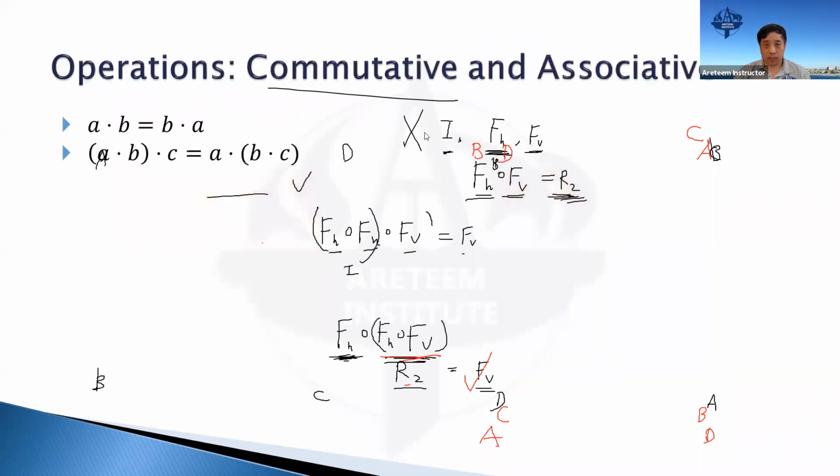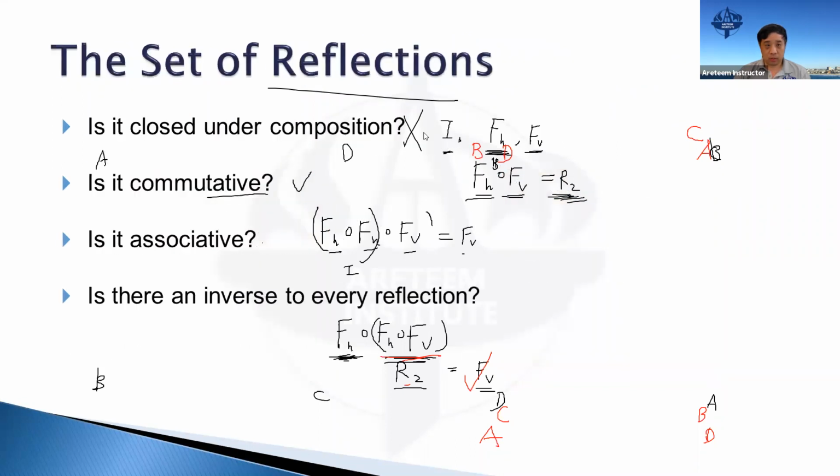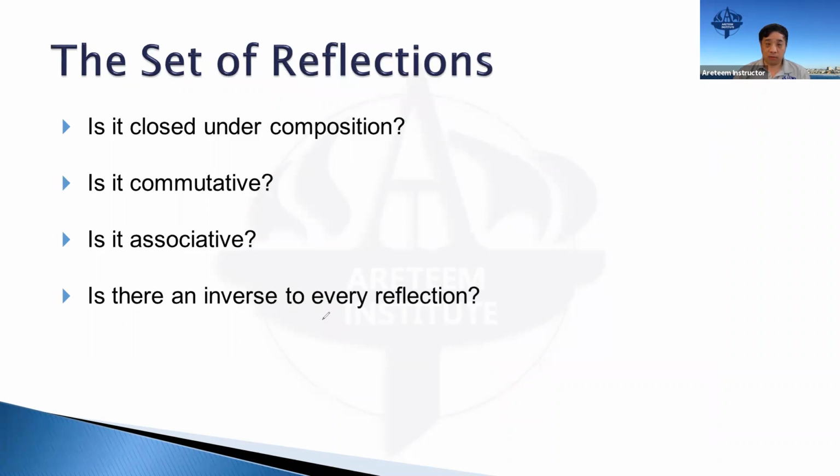I have to go to that page. Okay, so the set of reflections is associative. Now the last question, I erase everything, right? Is there an inverse to every reflection? Well, that's the easy part, because we know the inverse of any reflection is just itself. You reflect over horizontally and then you just reflect back. Good. That's back to identity. So that's inverse. No problem.